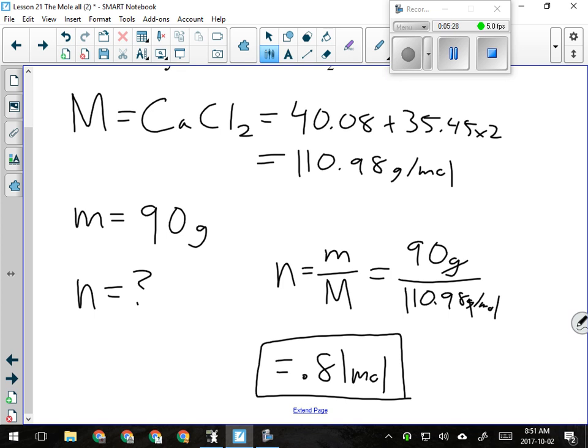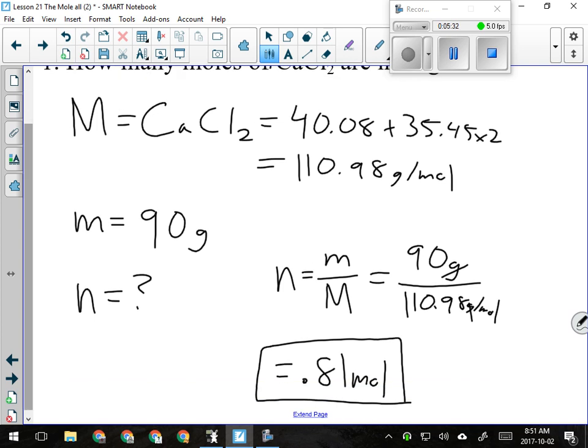Okay, so if you were looking at marks for this question, this would probably be a 3-mark question. You'd get 1 mark for your givens and calculating the molar mass. You'd get 1 mark for your work because you didn't have to manipulate the equation. There's only 1 there, and 1 mark for your answer.